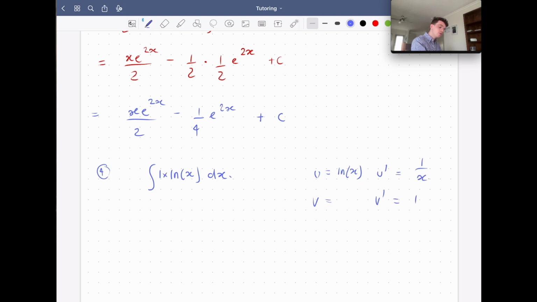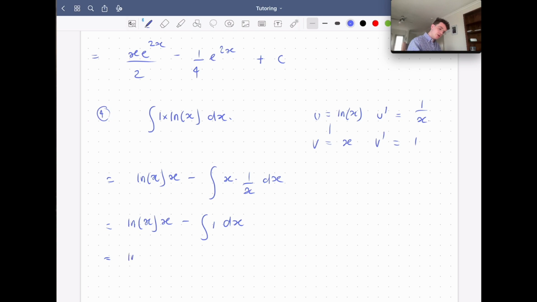v dash should be 1, which would make v equal x, since the integral of 1 is x. So using our tick method, we're going to have ln of x times x minus the integral of x times 1 on x dx. Now x times 1 on x is 1, so we've got ln of x times x minus the integral of 1 dx, which is ln of x times x minus x plus c. Okay, hope that makes sense. That's integration by parts for you.